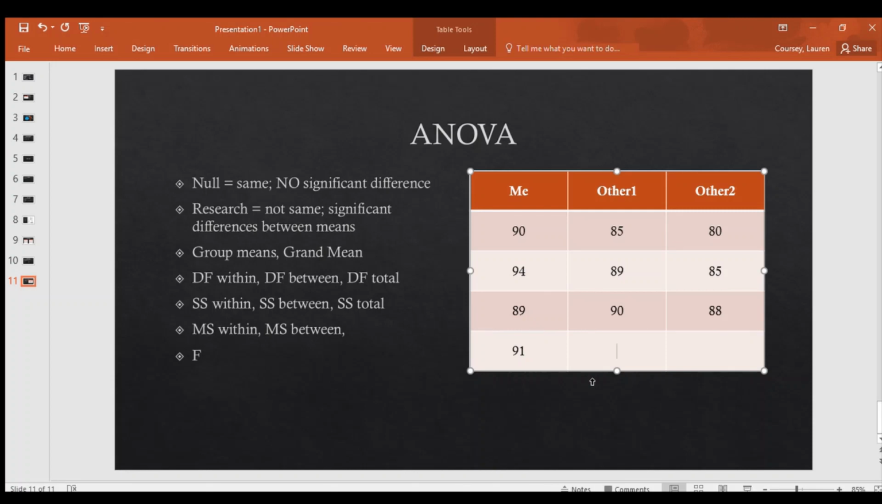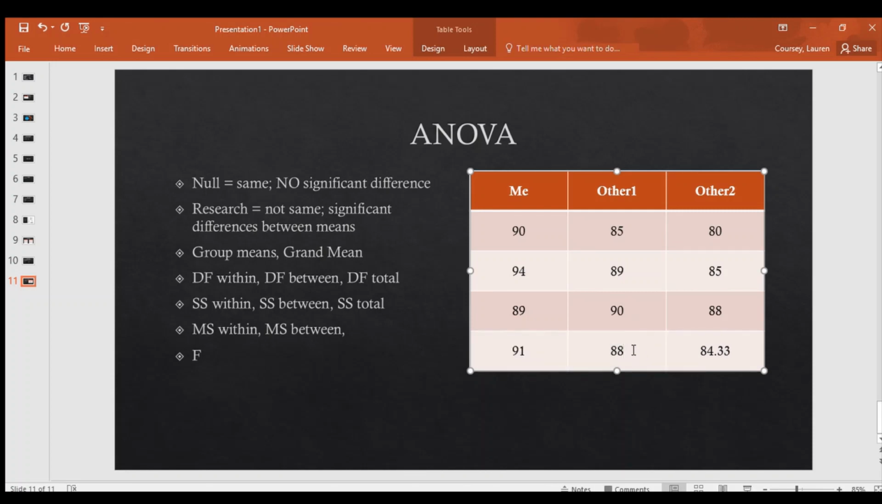Each of them has an N of 3, so the mean here is 88. And finally, as our last group, we have a mean of 84.33. And so it does look as though, if we look at just the means, that the mean of my group is higher than the other two. But if we look at these two here, you can see that it's pretty close, 88 compared to 91.